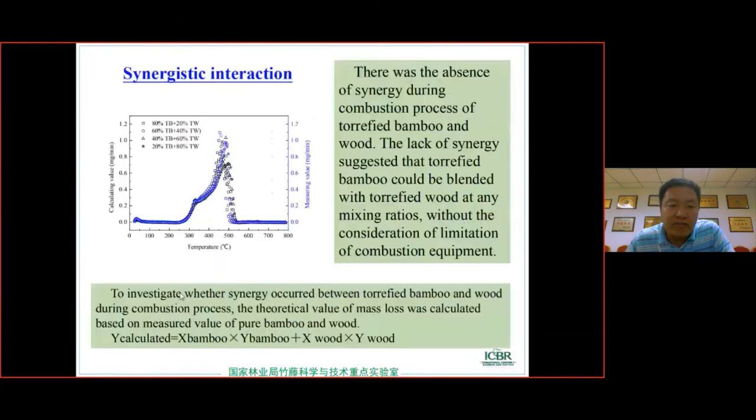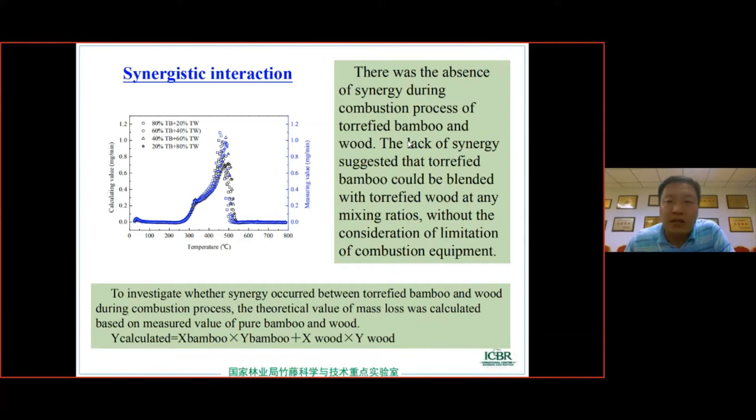To investigate whether synergy occurred between the purified bamboo and the wood during the combustion process, the theoretical values of mass loss were calculated based on the measured values of the purified bamboo and the wood according to these equations. And we found there is no synergy during the combustion process. This suggests the purified bamboo can be blended with the purified wood at any mixing ratio without considering the limitation of the combustion equipment.